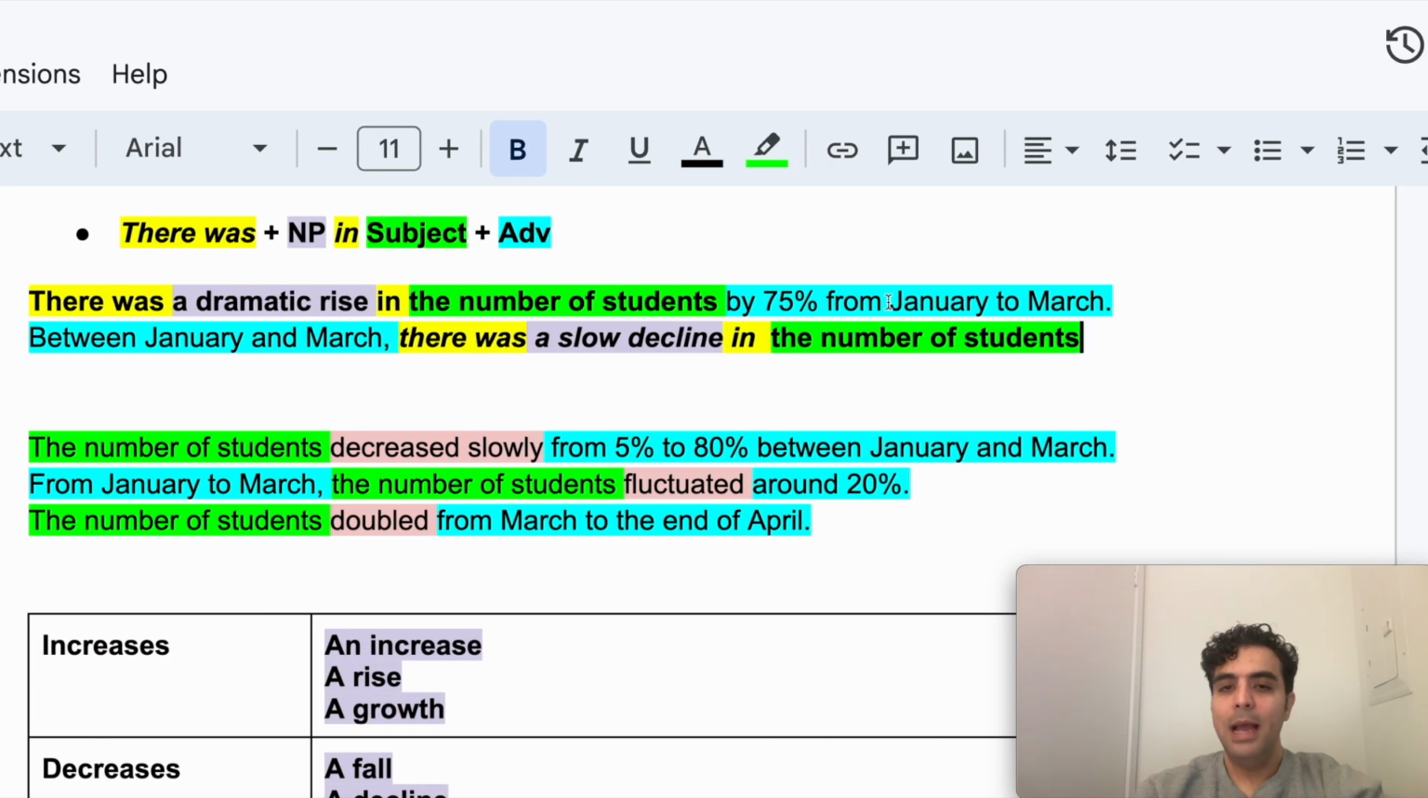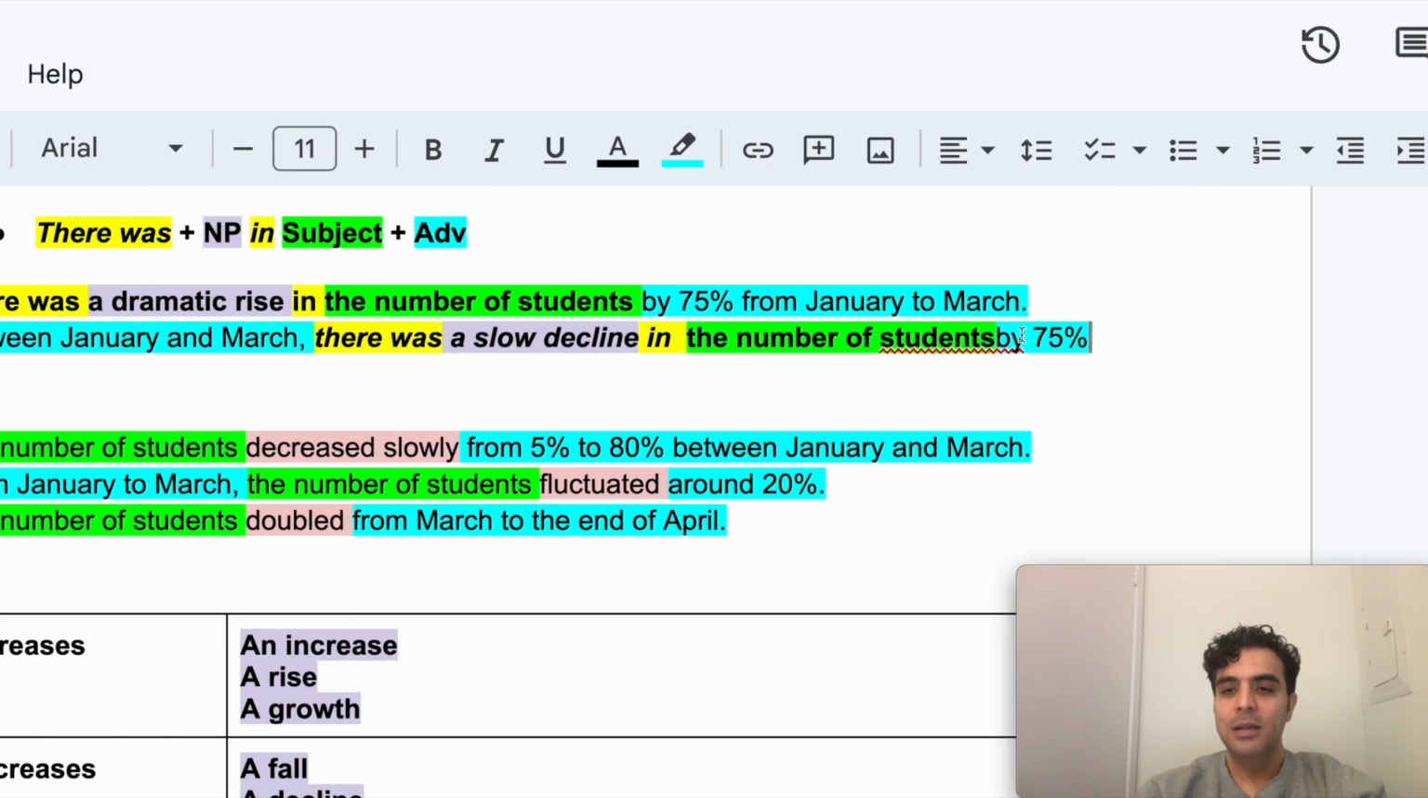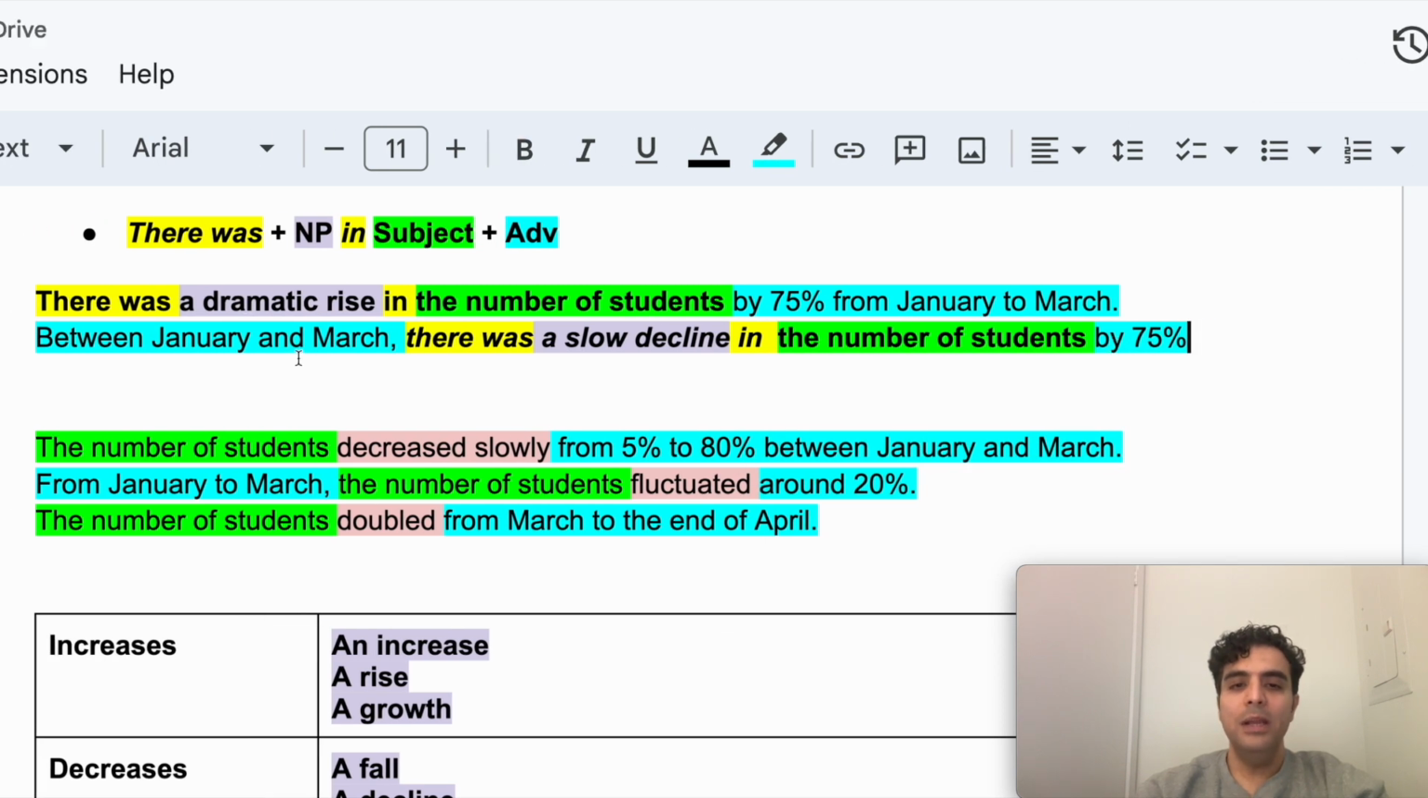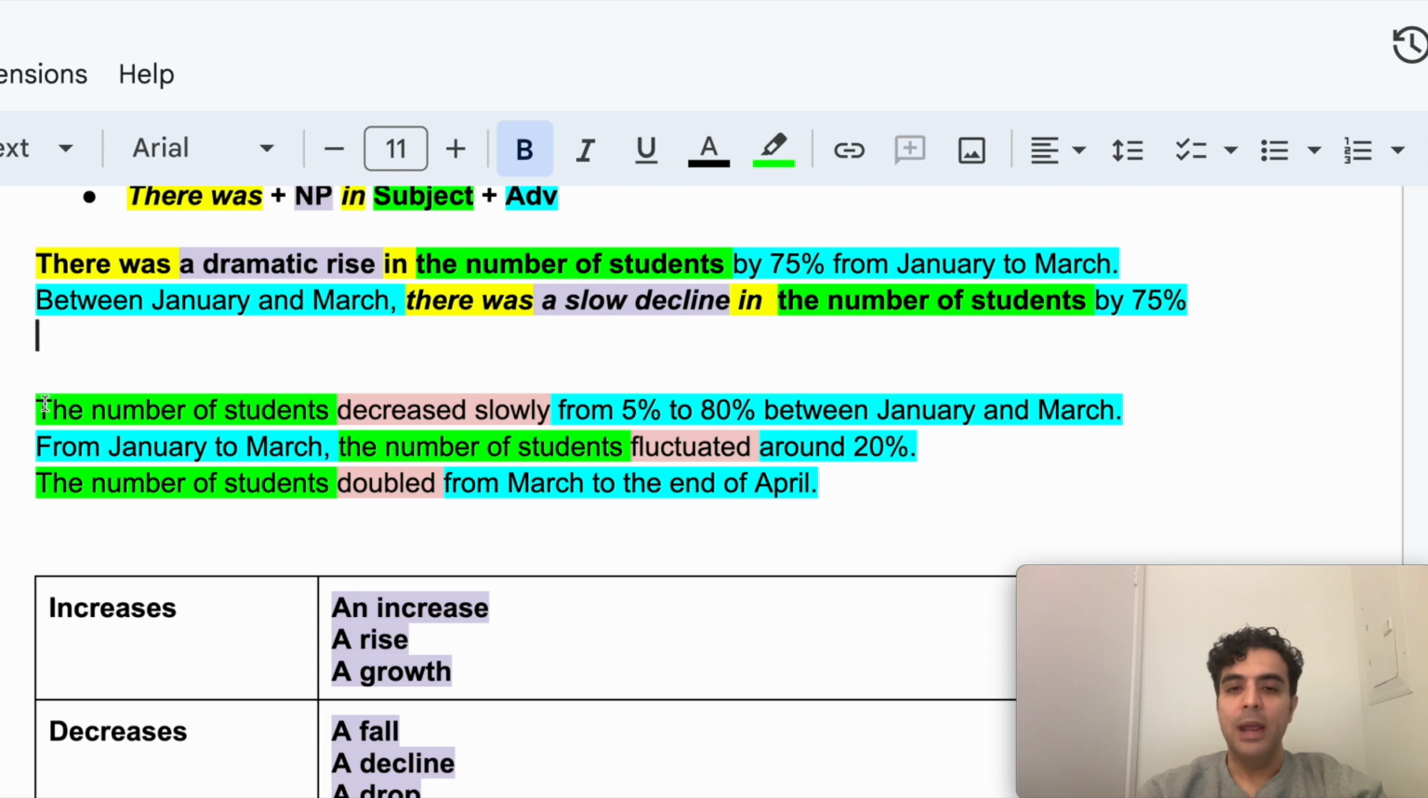And guess what? At the end, I'm going to add the adverb for quantity. So let's read the sentence. Let's see if this makes sense. Between January and March, there was a slow decline in the number of students by 75%. Sounds good, right? Okay, let's do the next one. So decreased slowly, we've done this one.